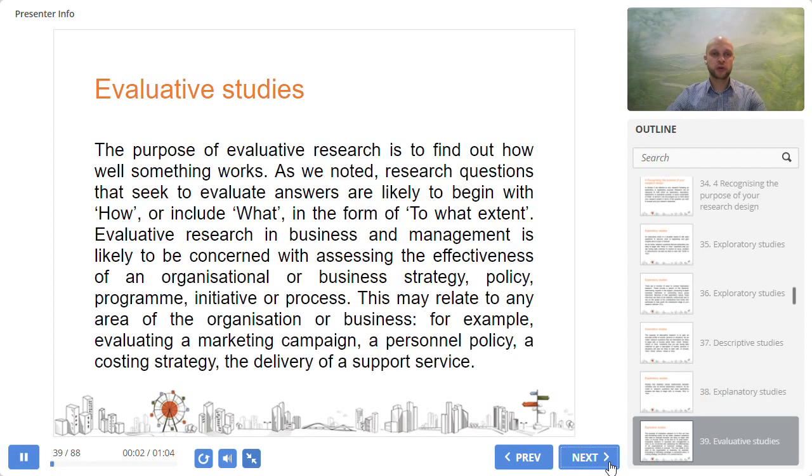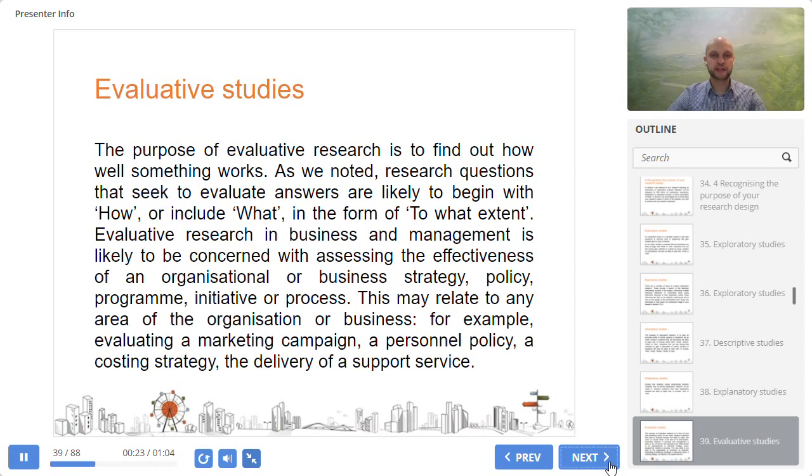Evaluative studies. The purpose of evaluative research is to find out how well something works. As we noted earlier, research questions that seek to evaluate answers are likely to begin with how or include what in forms such as to what extent.